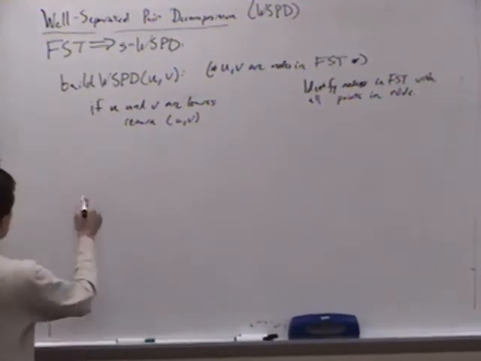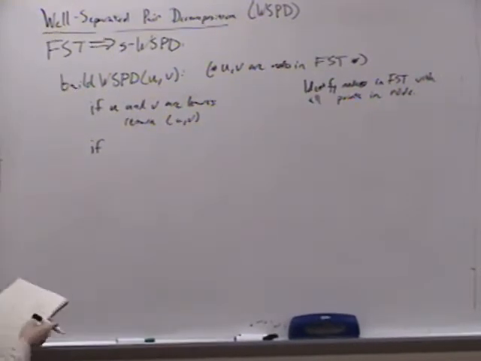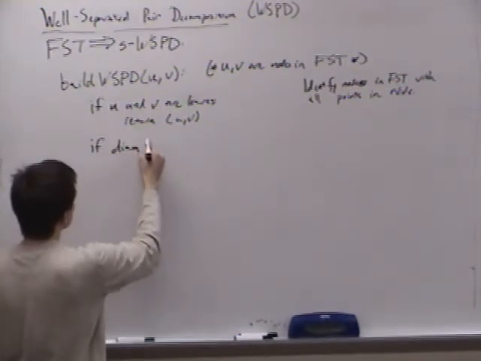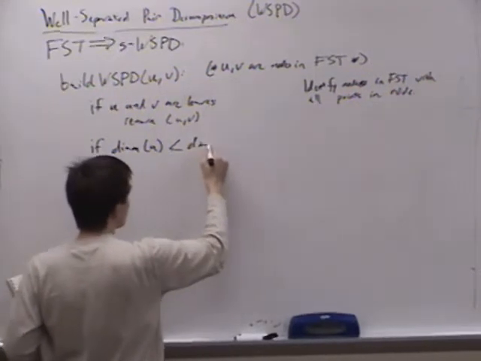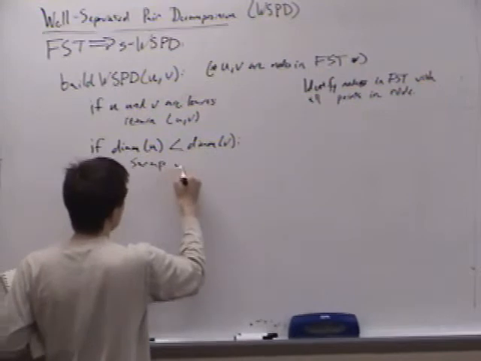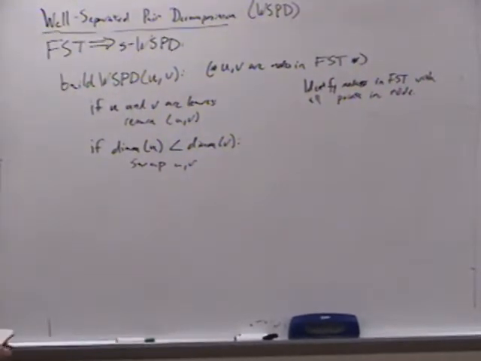The second thing is that we have to make some comparison about their diameters. Without loss of generality, we'd like to assume that U is the larger. So if the diameter of U is less than the diameter of V, then we're just going to swap U and V. That's just to simplify the number of cases that we have to worry about.